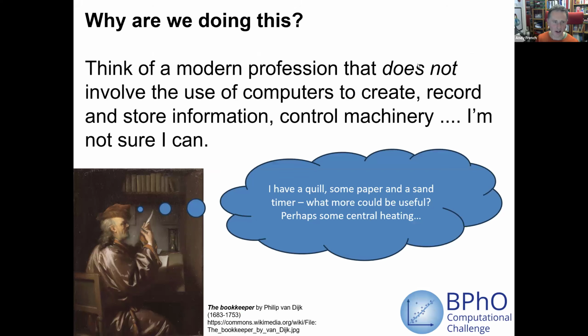Fantastic. All right. Okay, so firstly, why are we doing this? So here we go. This is The Bookkeeper by Van Dyke. I have a quill, some paper and a sand timer. What could be more useful? Well, maybe some central heating. It looks like he's wearing a duvet there.